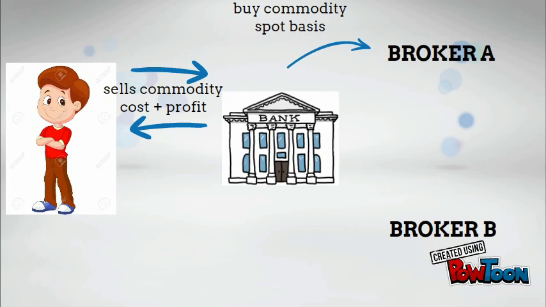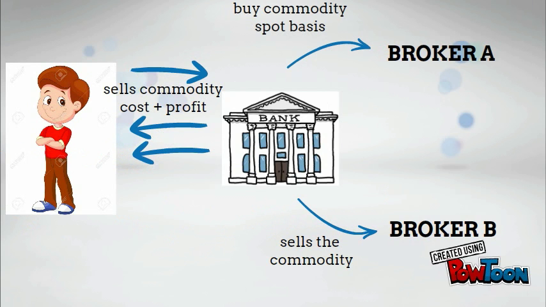After that, as an agent, the bank sells the same commodity to broker B on a spot basis. Next, the bank pays the customer the sale proceeds in a lump sum. Lastly, the customer pays the bank the purchase price of the commodity on a deferred installment basis.